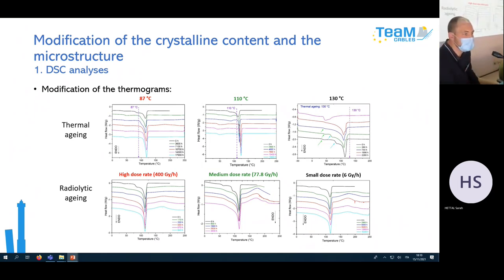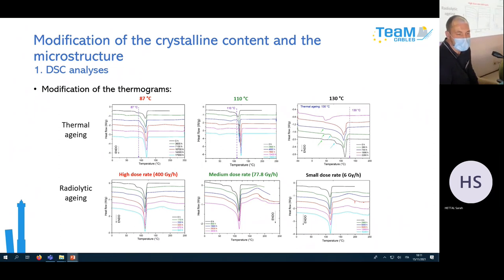And for the 130 degrees C, the shape is completely different. It's really easy to understand because at this temperature, basically all the crystals are molten during aging. So when the sample is aged, the crystals are not there anymore, and it will only crystallize when the sample is removed from the oven. That's the reason why you have different kinds of shapes, even a lower melting temperature than at 110 degrees C, just because when you remove the sample, it crystallizes again.